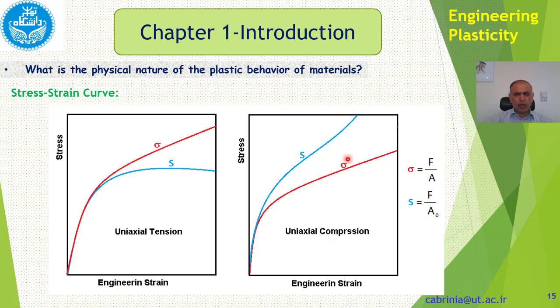As you can see, sigma and S for both of these behave in different fashions. What is this S? S is F over A0. Sigma is F over A. It could be seen here that for uniaxial tension, the engineering stress, in fact, behaves like before, as I explained, because we are using the original cross-sectional area. The value of stress drops with the increase in strain or the extension of the specimen.